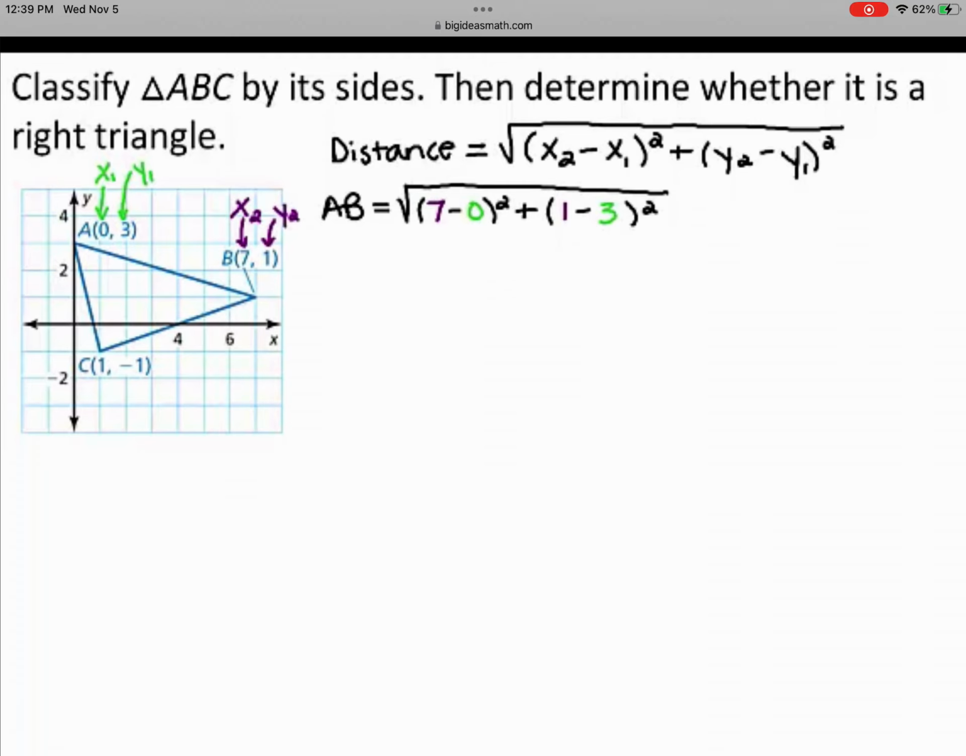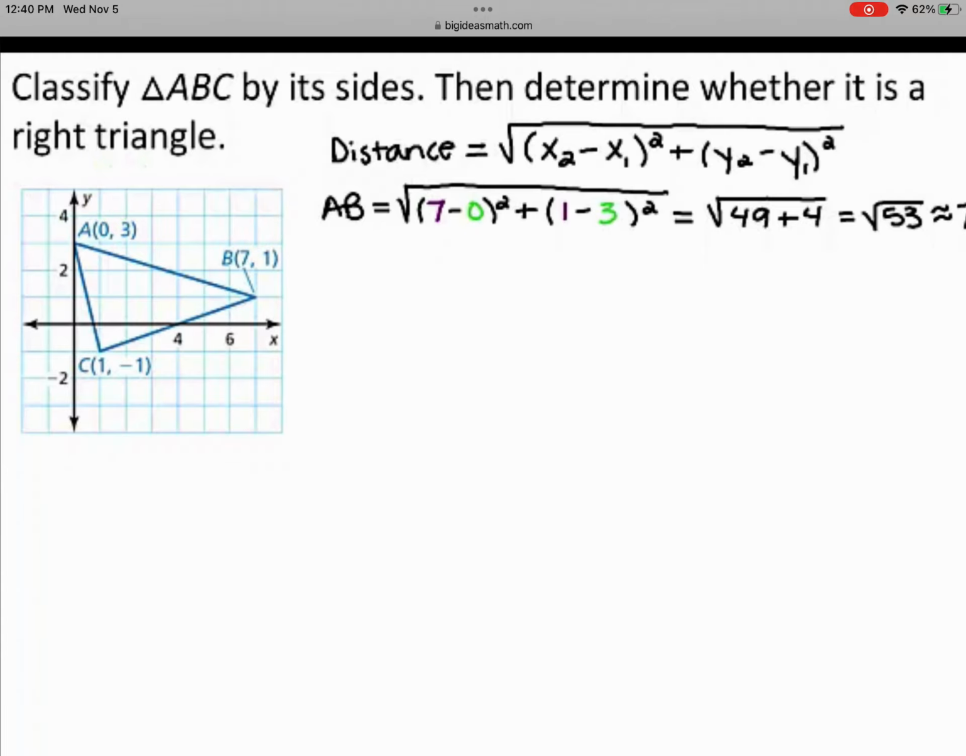When you simplify, 7 minus 0, quantity squared, gives you 49, and 1 minus 3, quantity squared, gives you 4. 49 plus 4 gives you 53. So, the length of side AB is equal to the square root of 53, which is approximately equal to 7 3/10.